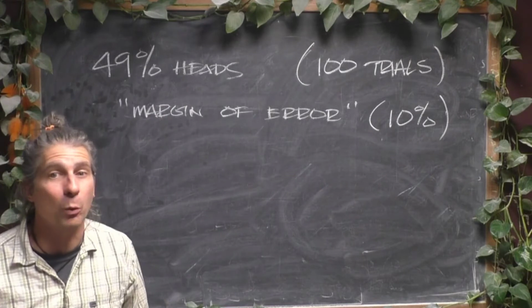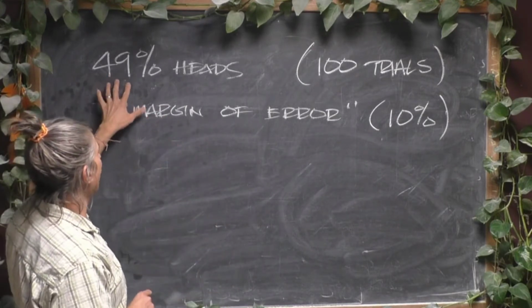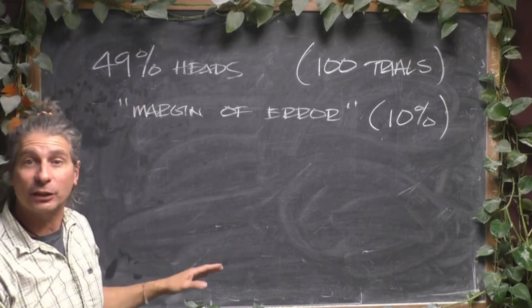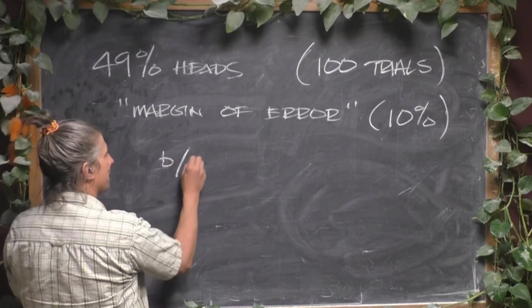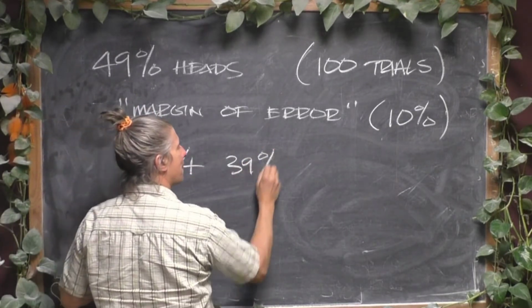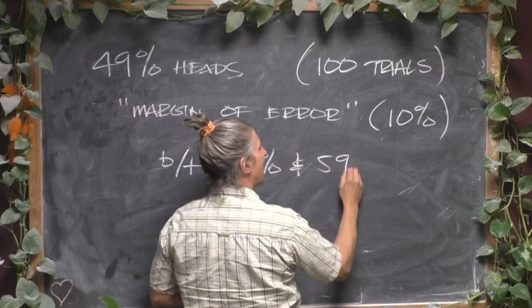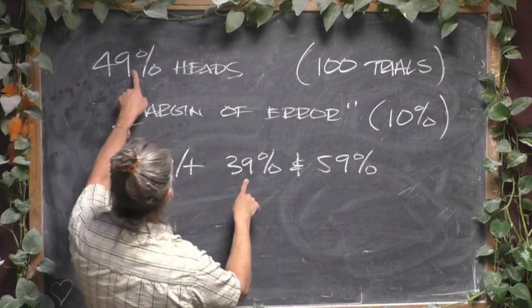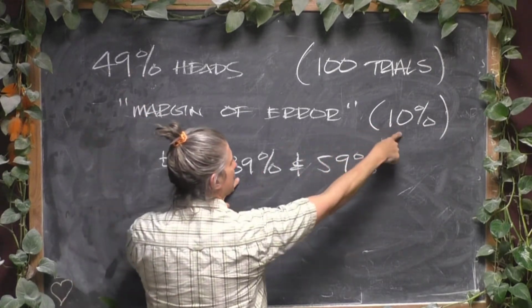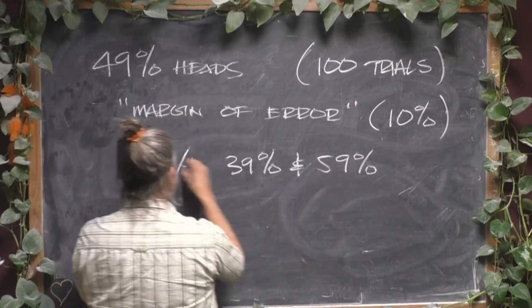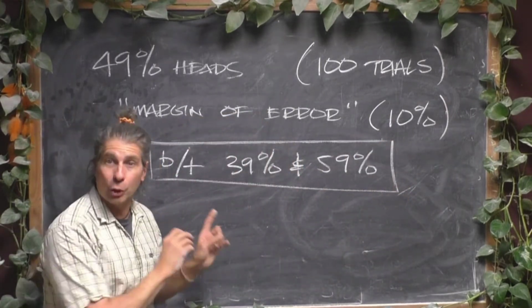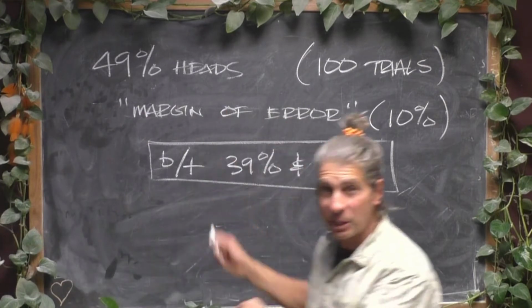So no statistician worth their salt is going to say a 49% result of heads is exactly 49. They're going to say it's between 39% and 59%. See what I did there? I took that 10% and subtracted it from 49, and then I took that 10% and I added it to 49. That is what a statistician should come back with from this experiment.